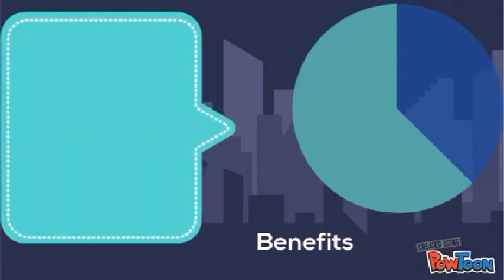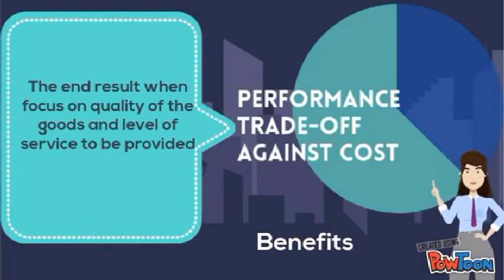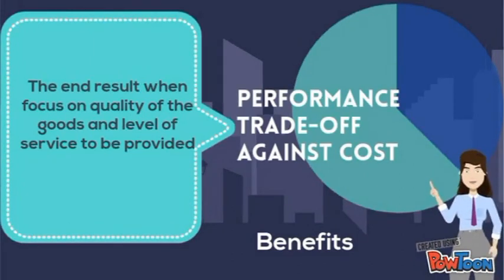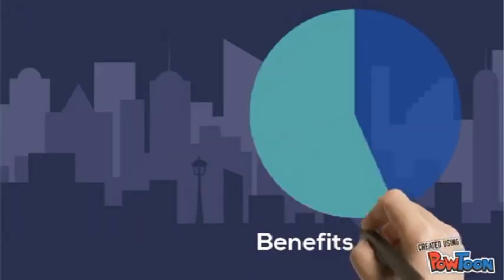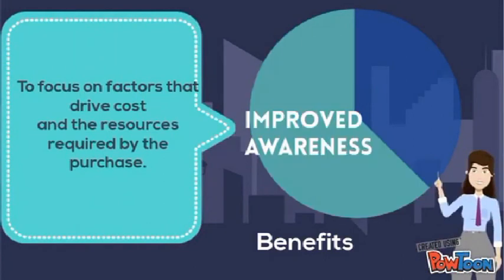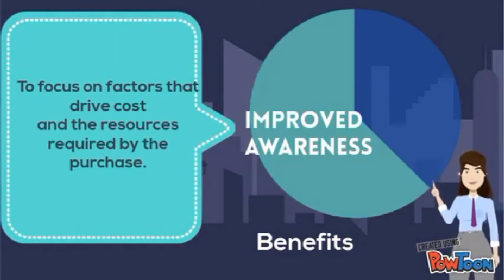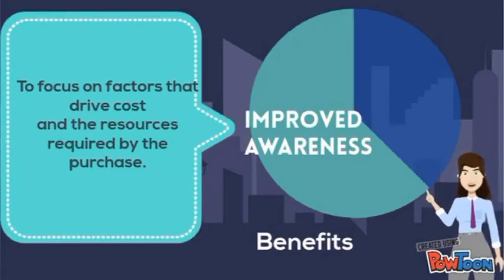The second benefit is that life cycle costing helps management to analyze the performance trade-offs against product life cycle costs when they choose to focus on the quality of goods and services to be provided. The third benefit is that this method of costing helps management to focus on factors that drive costs and the resources needed to produce the product over its life cycle. This assists in improving awareness.